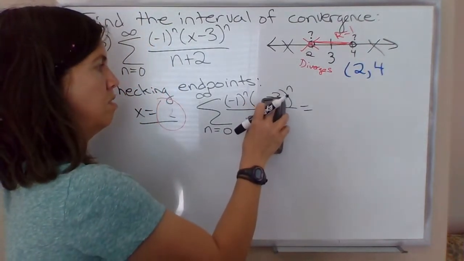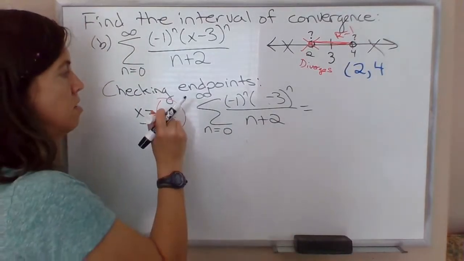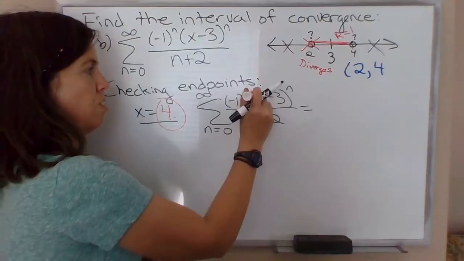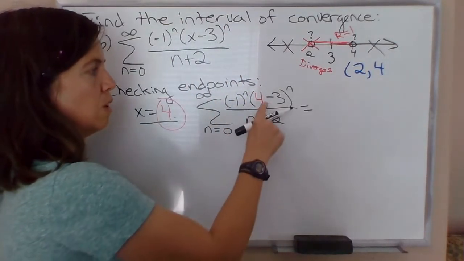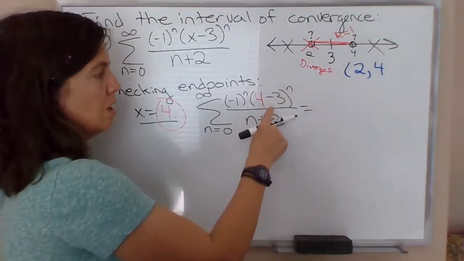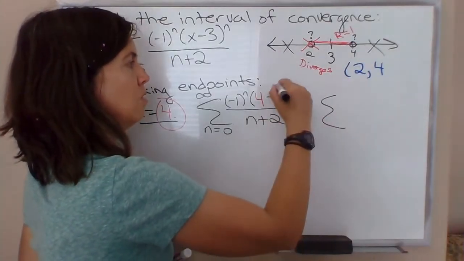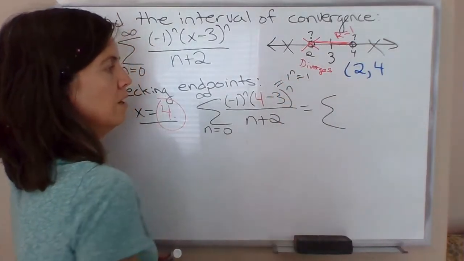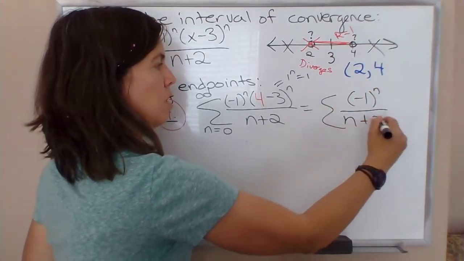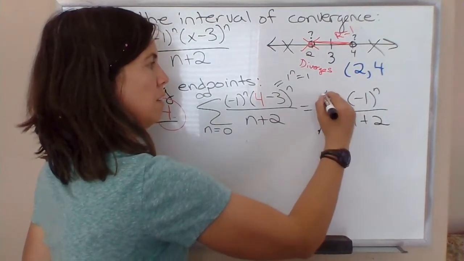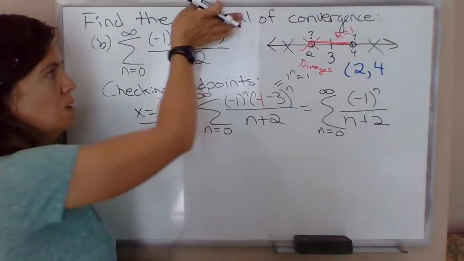But let's see. So now, if we check x equals 4, so if I substitute 4 for x in this expression for the series, then this right here will be 1 to the n, which will always just be 1, right? This is going to be some power of 1. So this right here, 1 to the n, will just be 1. And so we end up with the series negative 1 to the n over n plus 2. When you plug in x equals 4 here and simplify, this just becomes 1, so you end up with just that series.